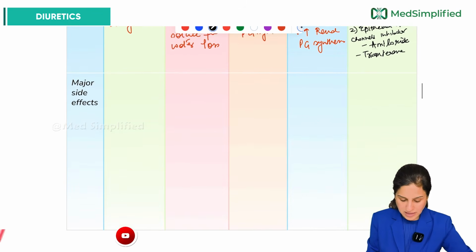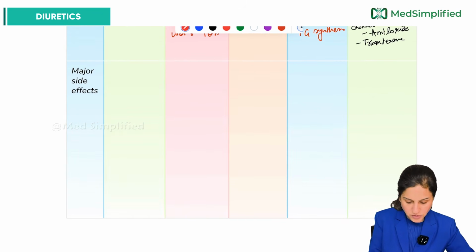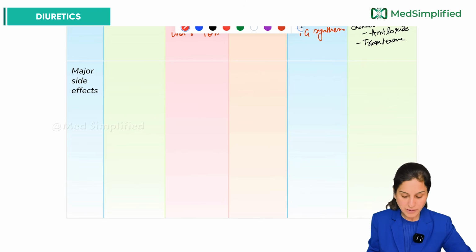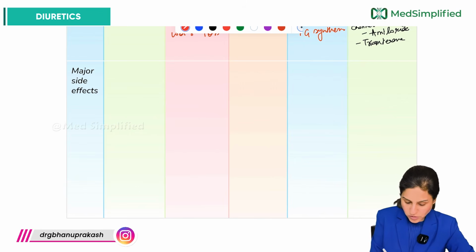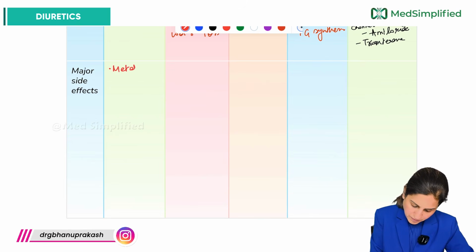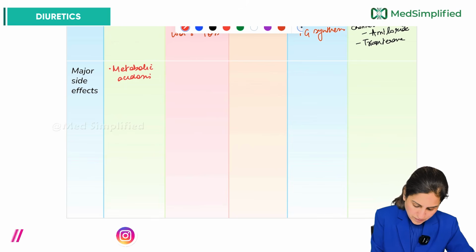Major side effects now, let's do. So major side effects of the first group, which is acetazolamide or carbonic anhydrase inhibitors. The most important is it can cause metabolic acidosis.